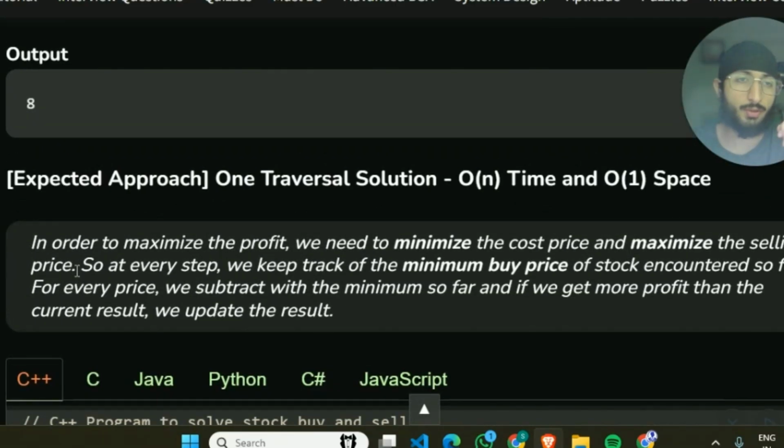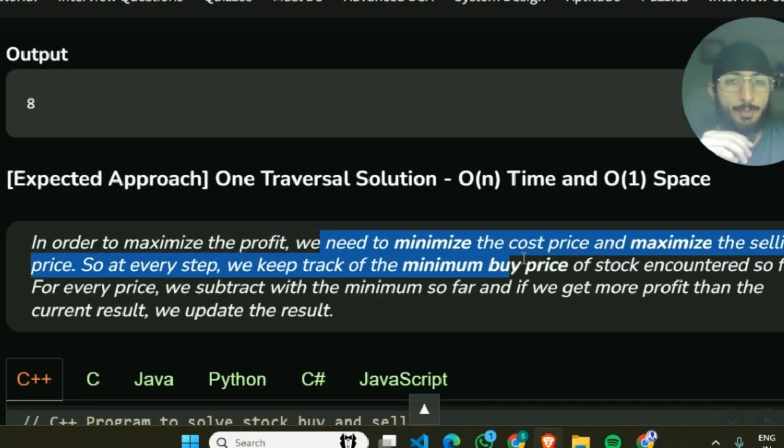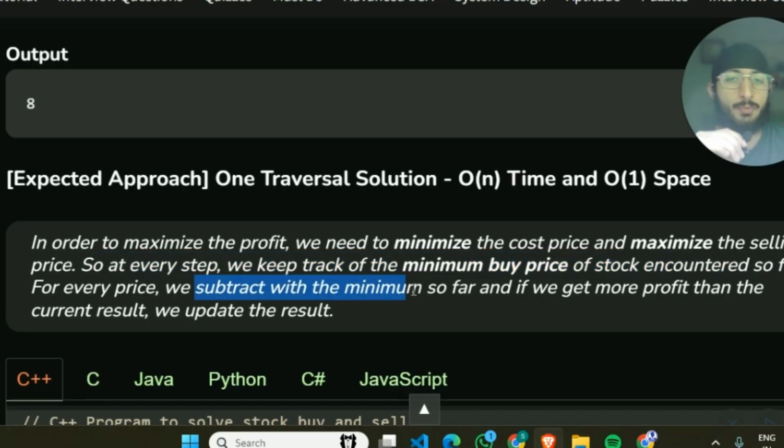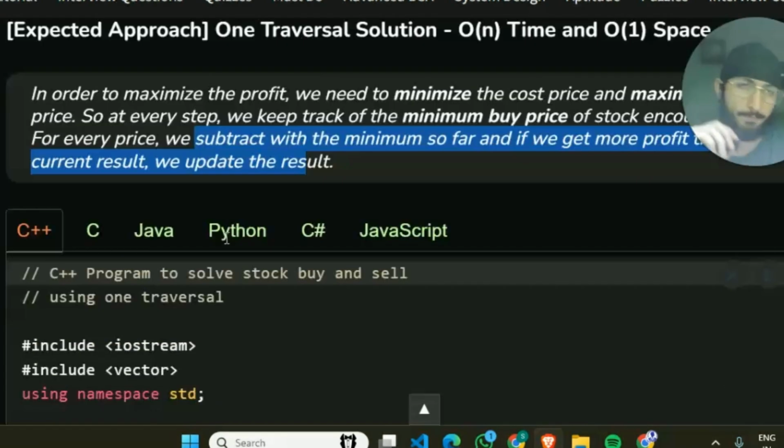Now the expected approach is the one traversal solution that takes O of n time and O of 1 space. In order to maximize the profit, we need to minimize the buying price and maximize the selling price. So at every step we keep track of the minimum buy price of stock encountered so far, and for every price we subtract the minimum so far, and if we get more profit than the current result, we update the result.